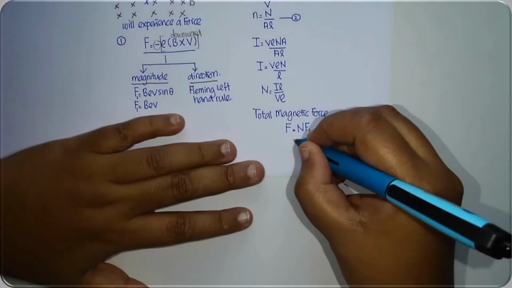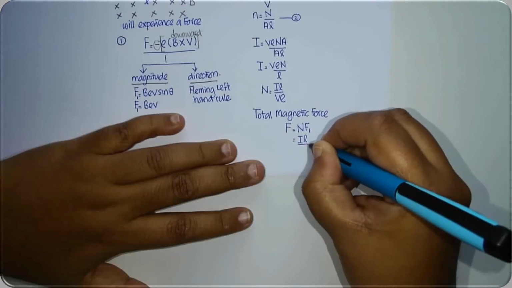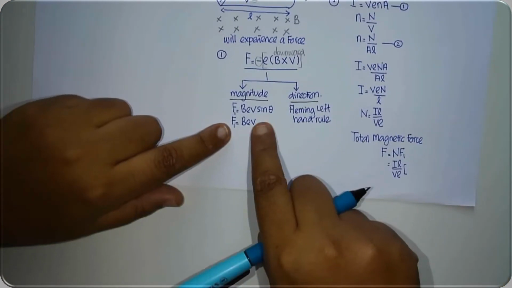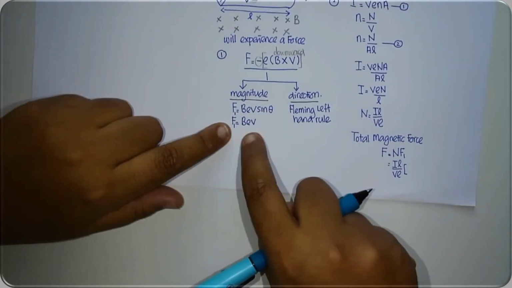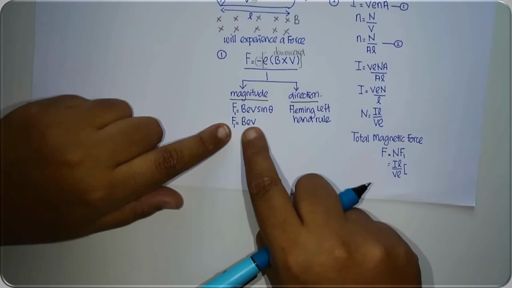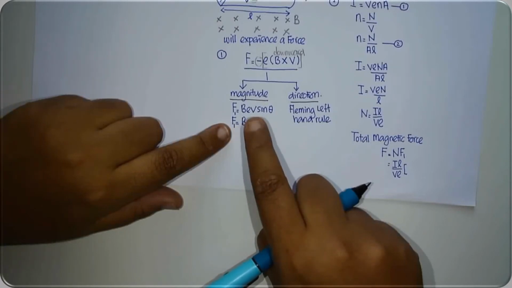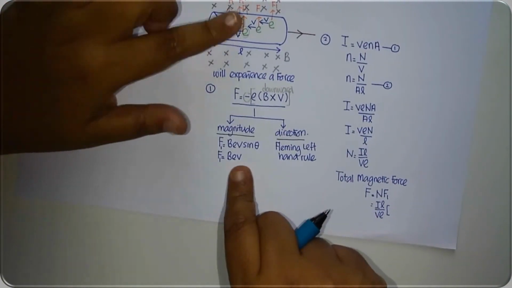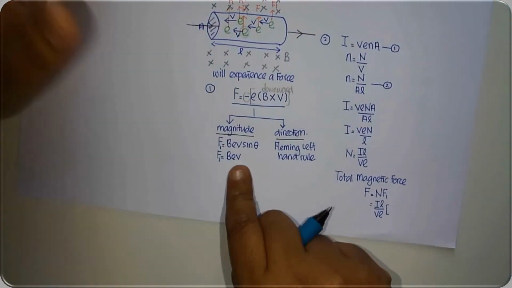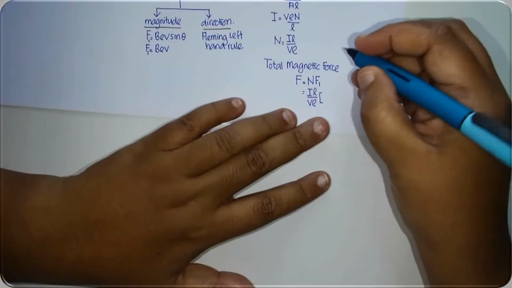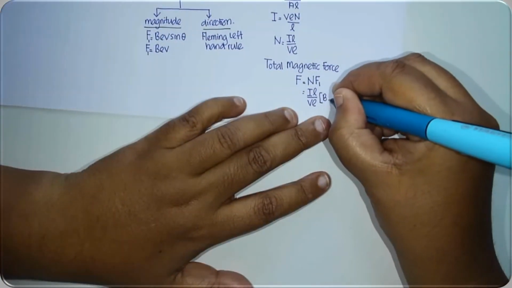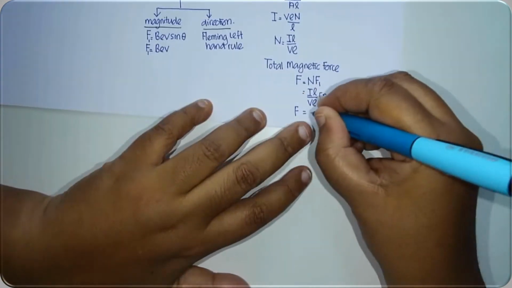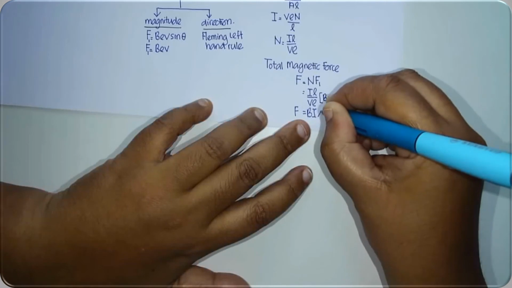And N is I L over V E. And F1 is either BEV sine theta or BEV. Why do I want to substitute BEV? Because in this example the V and the B are at right angles to each other, so I'm going to put BEV. And therefore I get F equals BIL.